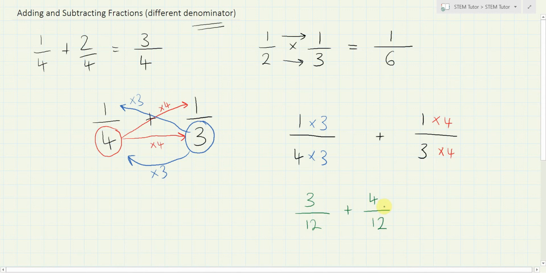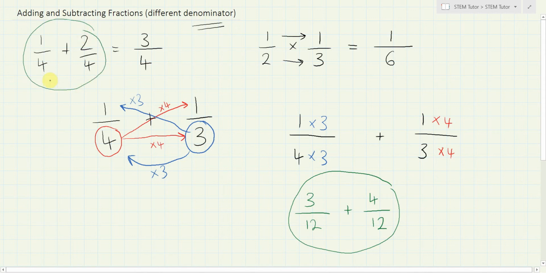Now you'll notice that we have a fraction in the same form roughly as what we had up here. The numbers are different, but the denominators are both the same as each other. And we know from basic addition that when the denominator is the same in an addition, the denominator remains, and you just add the numbers. So 3 plus 4 is 7, so we'd have 7 over 12 as our answer.